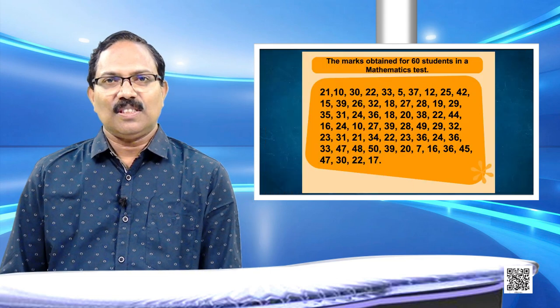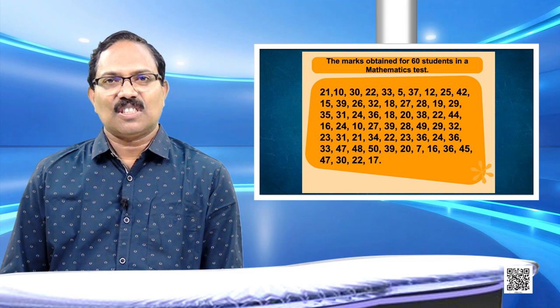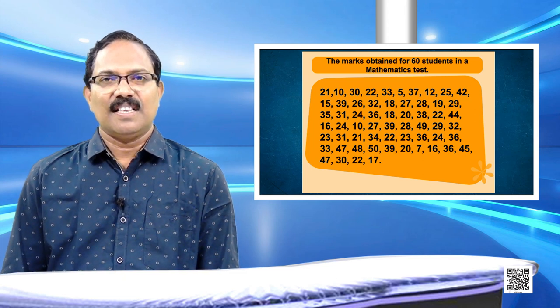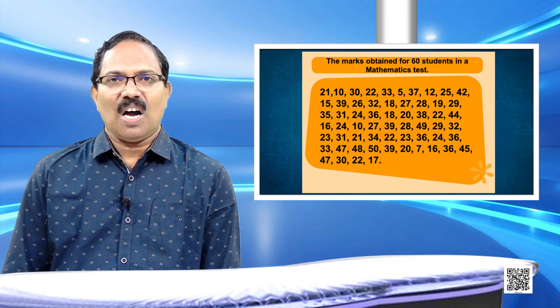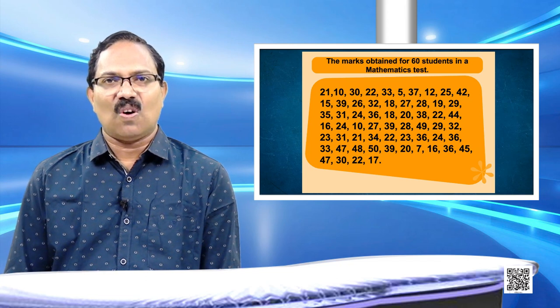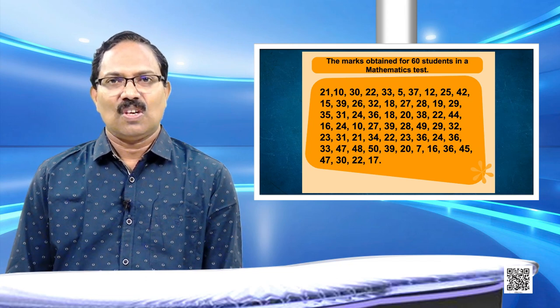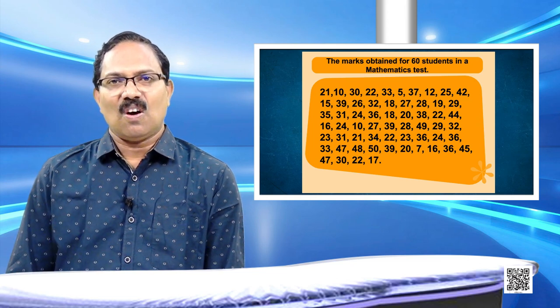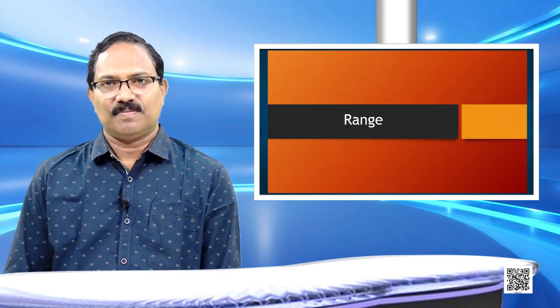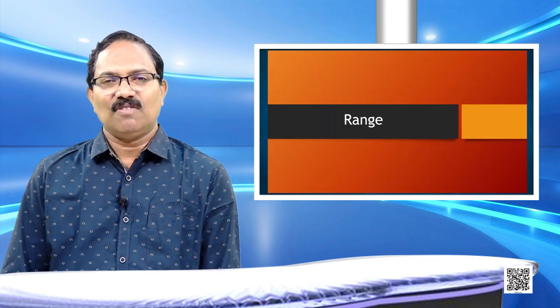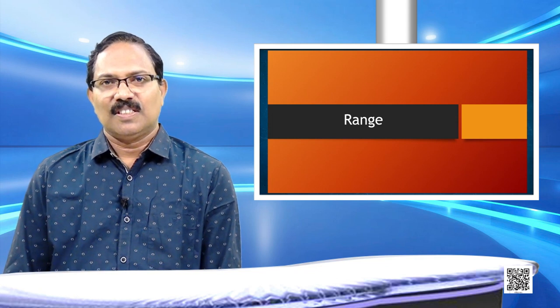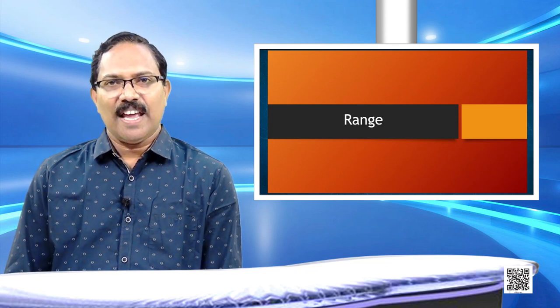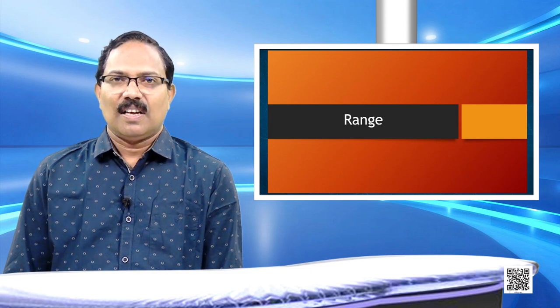Have you understood? So, how do we find different groups? You look at the data: what is the lowest score and what is the highest score. When you have identified the lowest score and highest score, the difference between the highest score and the lowest score is called the range. When you have the value of the range, then you can make the groups accordingly.